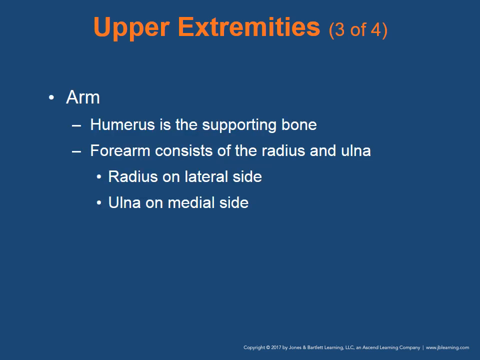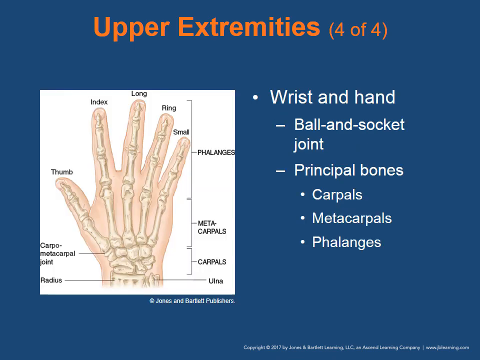So the arm, the humerus, is the supporting bone. The forearm consists of the radius and the ulna, and if you can think of the radial pulse, right, is on the thumb side, and the radius rotates around the ulna. So the radius is on that thumb side, and then the ulna is on that other side there. And then when we talk about the wrist and the hand, is another representation of ball and socket joint. The principal bones here would be the carpals, the metacarpals, and the phalanges, right?